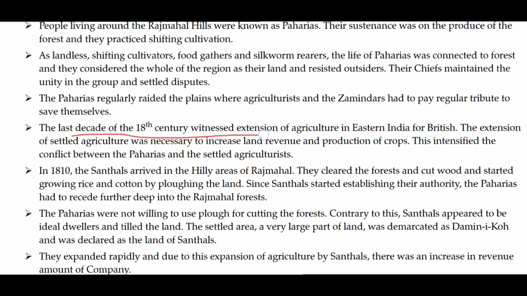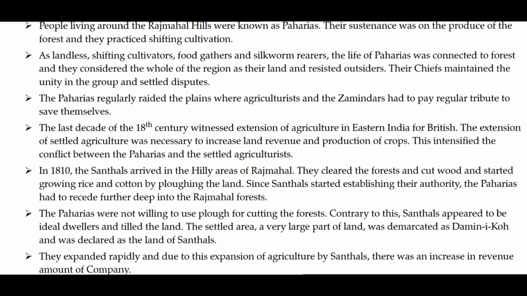The last decade of the 18th century witnessed extension of agriculture in eastern India for the British. The extension of settled agriculture was necessary to increase land revenue and the production of crops. This intensified the conflict between the Paharias and the settled agriculturists.